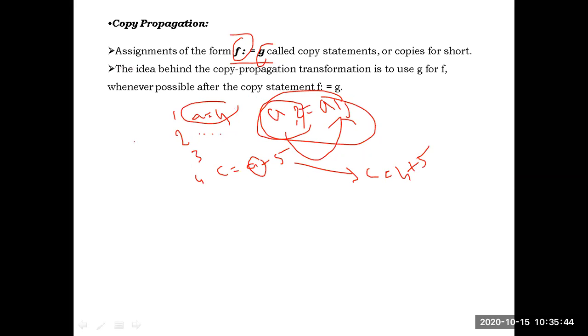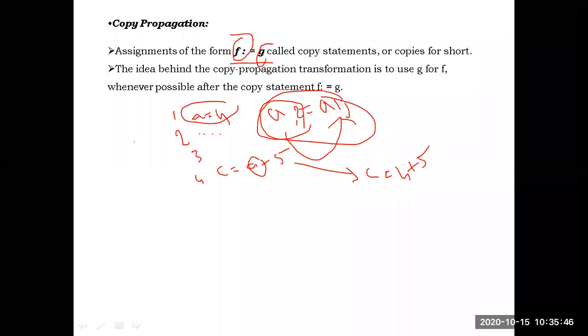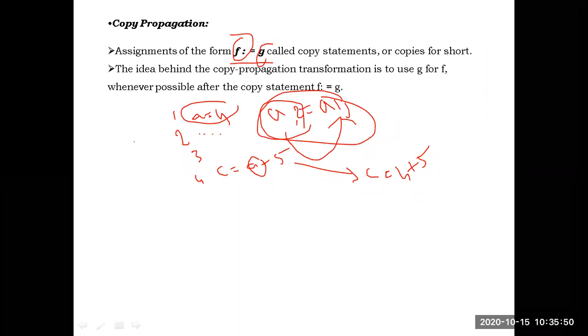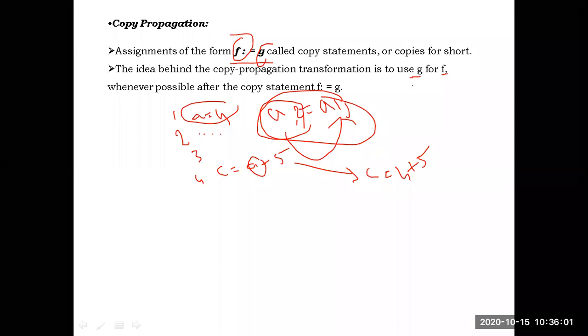The statement f is equal to g is called a copy statement, and the idea of copy propagation is that whenever the program contains f after the copy statement, the f will be replaced with g. Okay, we have to use g for f. After the statement f is equal to g, whenever we get f in the program, f will be replaced with g.